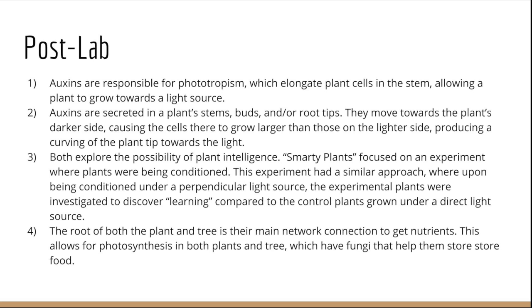This experiment also connects to the podcast From Tree to Shiny Tree, in that the root of both the plant and the tree is their main network connection to get nutrients. This allows for photosynthesis in both plants and trees, which have fungi that help them store food. An example is that the trees then supply the fungi with the sugar, which transfers carbon.